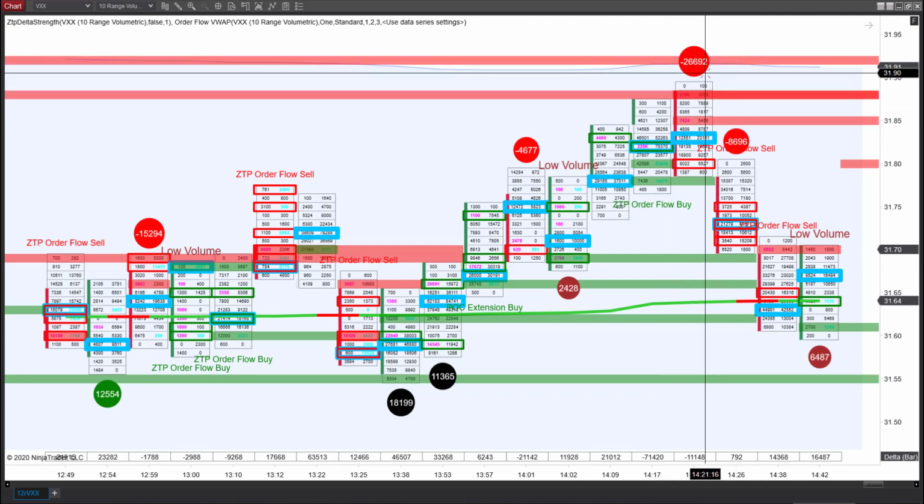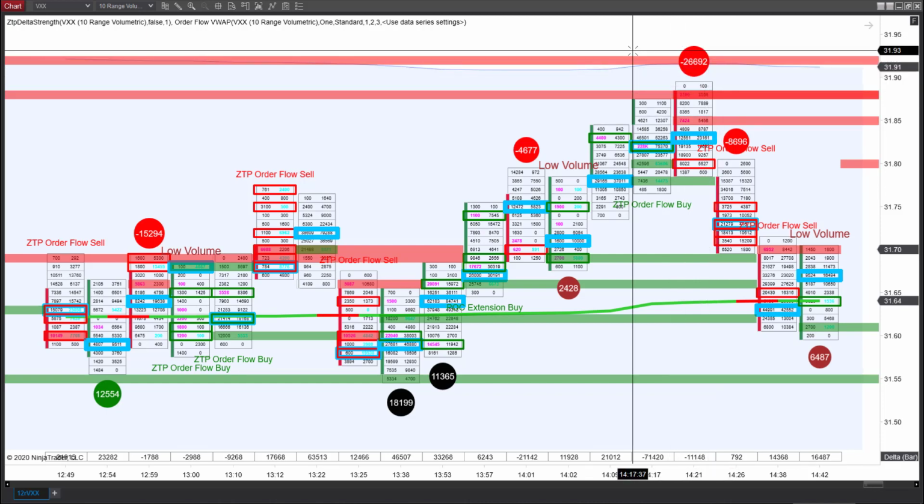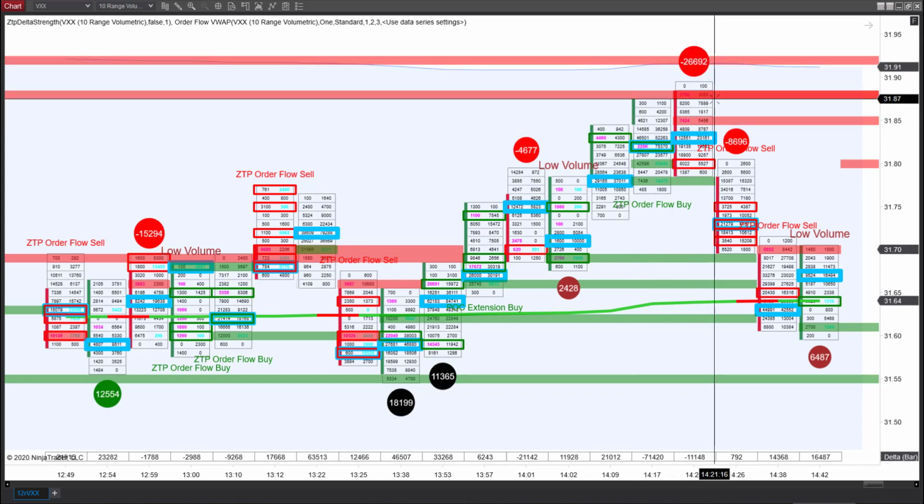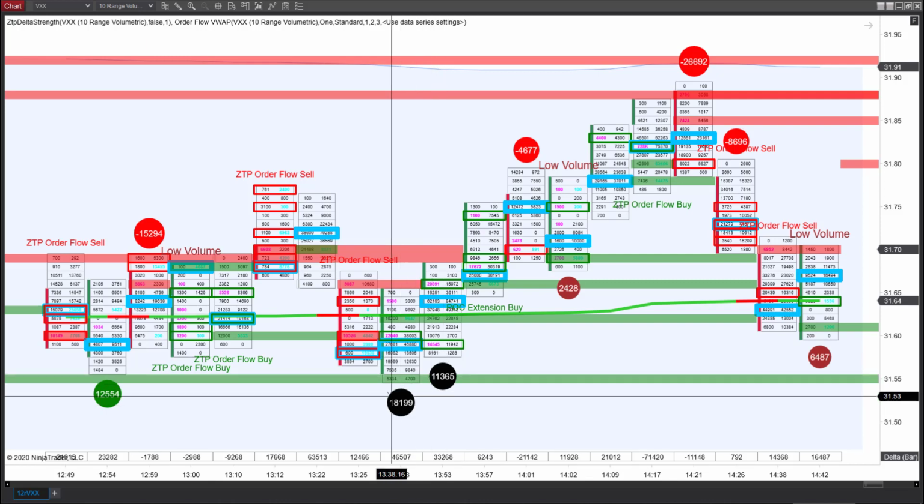So what I would caution you to do is look more at the delta strength on the order flow, and only really look at the really large lots trading on the individual trades, because we really want the combination of both high volume and a high delta strength number.